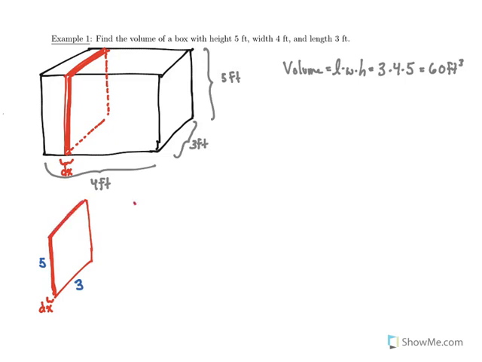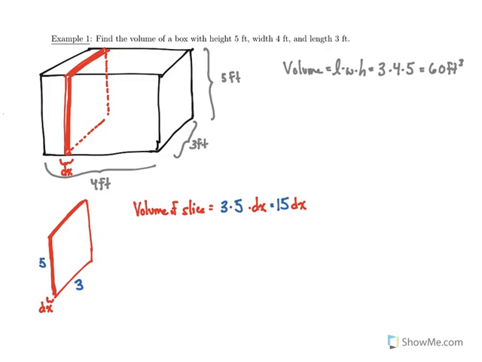So the volume of a slice is going to be 3 times 5 times delta x. We're still using that length times width times height formula, but this time just for a slice. So this is going to be 15 dx. dx is a very, very small change in x. It's a very small distance, infinitely small.